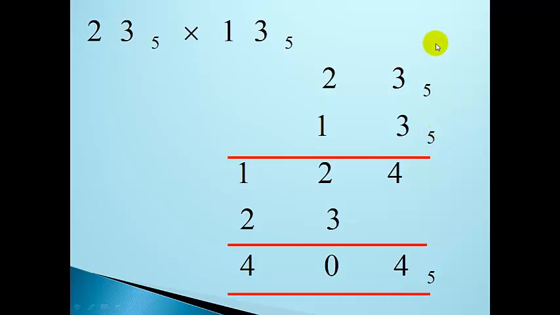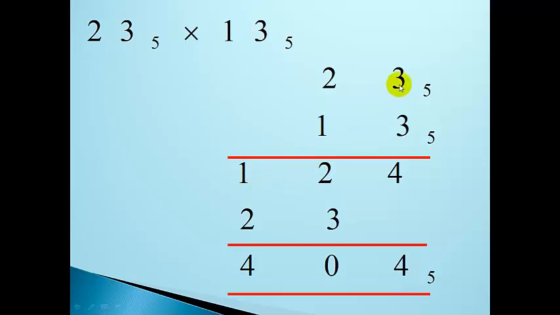So now we keep the 1. 3 times 2 is 6. 6 plus the 1 will give us 7. Now 7 in base 5, how many groups of 5 do we have in 7? It is 1, and the remainder is 2. So we have the remainder 2 and the number of group is 1.